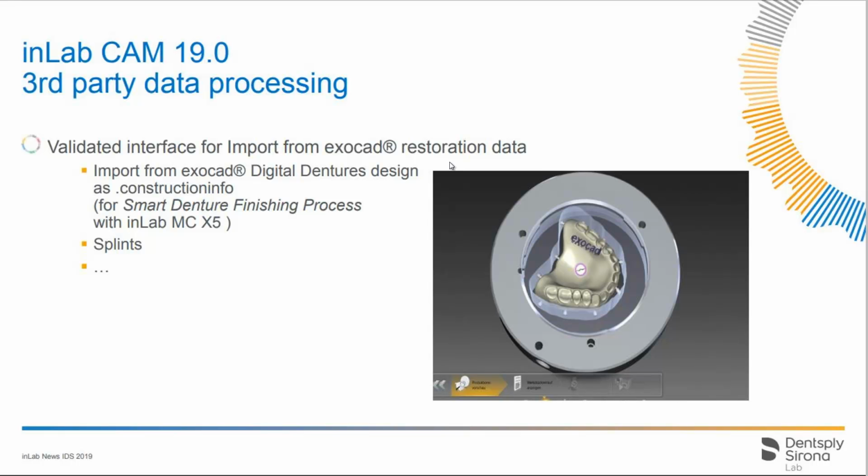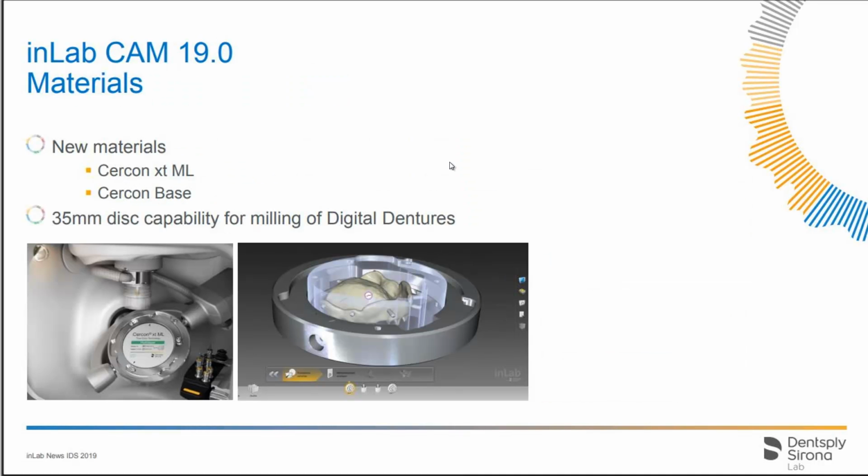All right, next we have inLab CAM 19.0 third-party data processing. Now we have a validated interface for import from exocad restoration data. It'll be imported as a dot construction info. We have some new materials. We have the Stronach XT Multilayer, and now we can also choose 35 millimeter disc capability for milling of digital dentures.